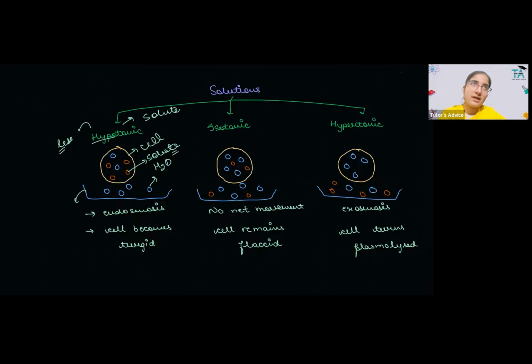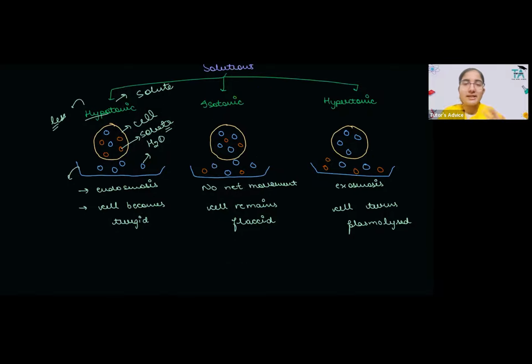You cannot just look at a solution and call it hypotonic unless you have something to compare it with. So in this type of solution, if a cell is placed, then the cell can undergo endosmosis, which means the water molecules will start moving from outside the cell to inside the cell, and the cell will become turgid. What is the meaning of turgid again? Swollen. It will be swelled up.